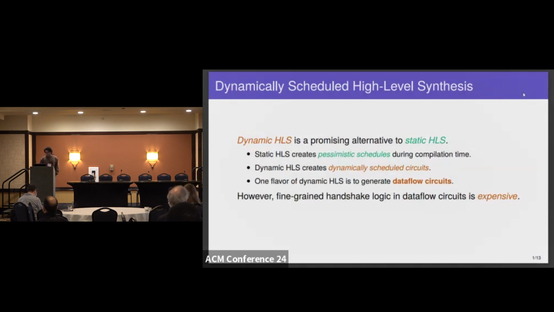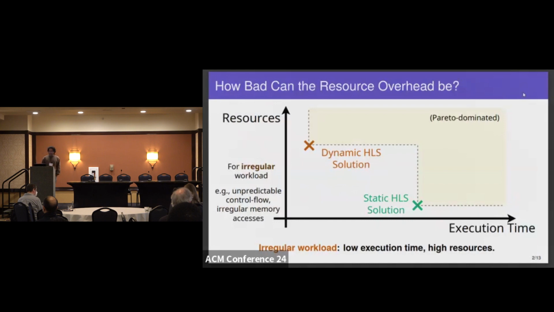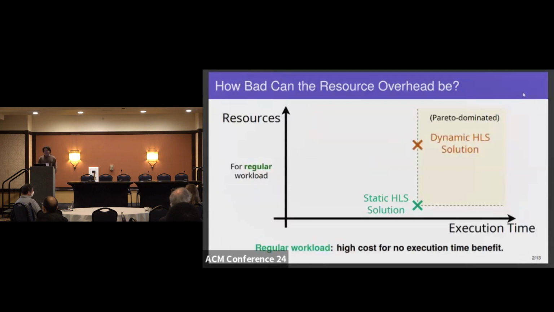amount of resource overhead. I would like to further address this problem by doing a qualitative contrast between dynamic HLS and static HLS. If you decide to use dynamic HLS to speed up your irregular workload that has unpredictable control flow or irregular memory accesses, well, you pay a lot, but you also gain a lot of performance benefits. However, if you still decide to use dynamic HLS to accelerate your regular workload, in this case, you pay the high cost regardless, but with no real performance benefits. So why is that the case?